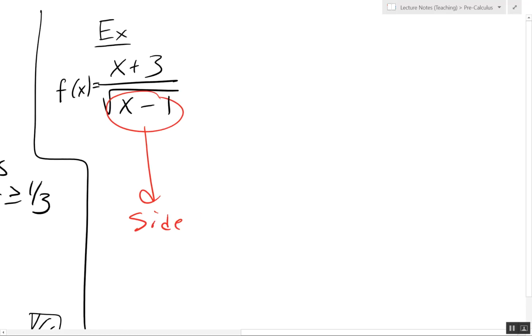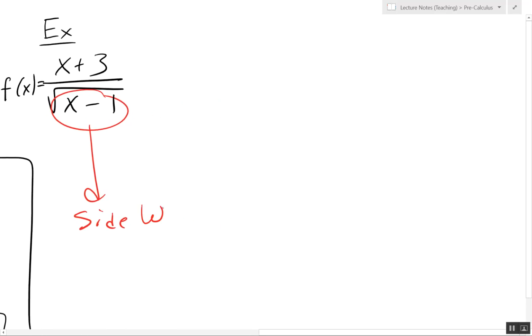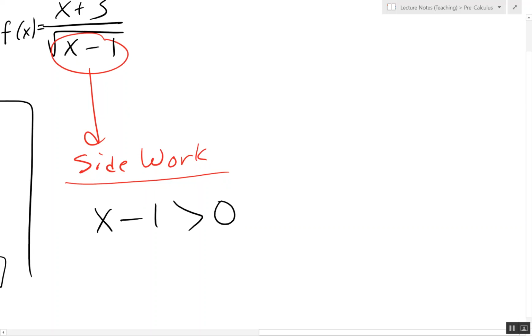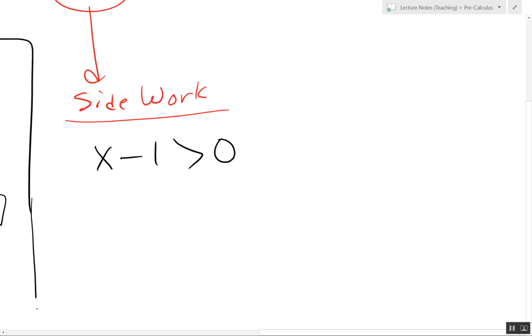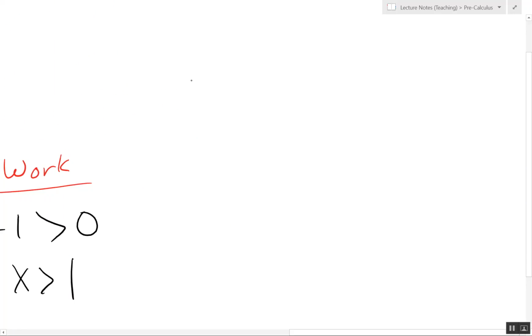But unlike our previous side work, we have to think about the fact that the radical of x minus 1 is in the denominator. So in this case, instead of setting x minus 1 greater than or equal to 0, we're just going to set x minus 1 greater than 0, because if we were to allow equals 0, that would make the denominator equal to 0, and that's not allowed. So we continue with this pattern. We'll get x is greater than 1.